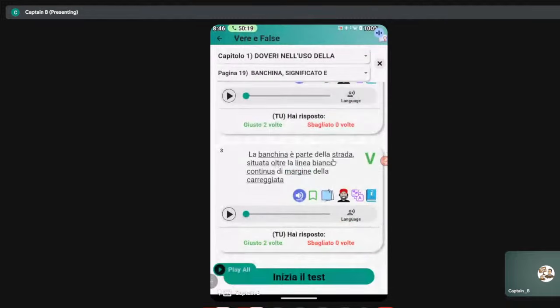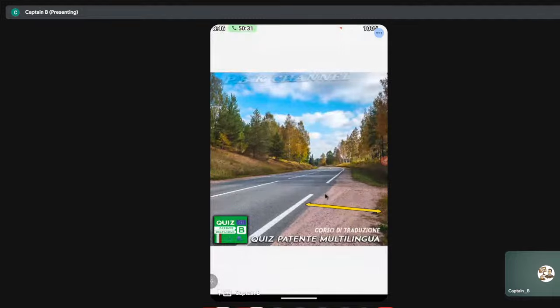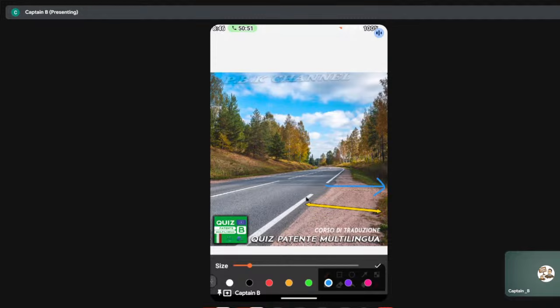La banchina è parte della strada, situata oltre la linea bianca continua di margine della carreggiata. Now look at it here. Now this picture has a discontinuous line here, but don't look at the discontinuous sign, because this place might be a road to someone's house. You look at that place, it's kind of clean, right? That place might be a road to someone's house. Now pay attention. The line that separates the banchina from the carreggiata is continuous.